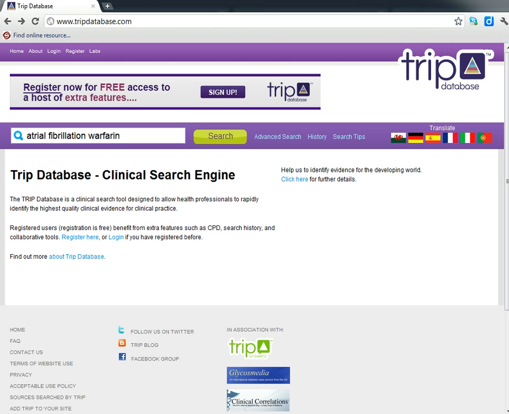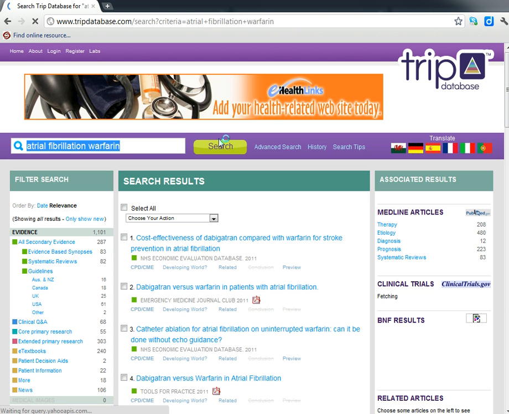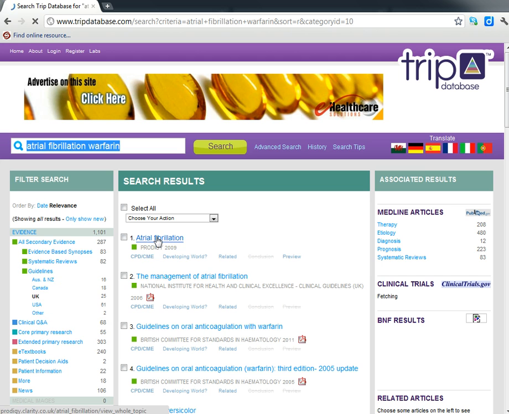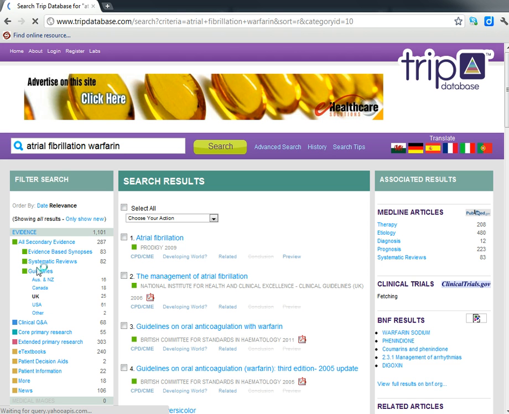It had been taken in secondary care. By the way, I've asked the patient permission to share this story, although hopefully there won't be any identifiable information within it. So first of all, we just search atrial fibrillation and warfarin within Trip. Usually my first thing to do is to go to Prodigy, so that is under UK guidelines.